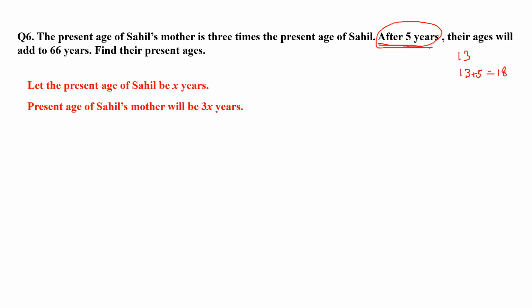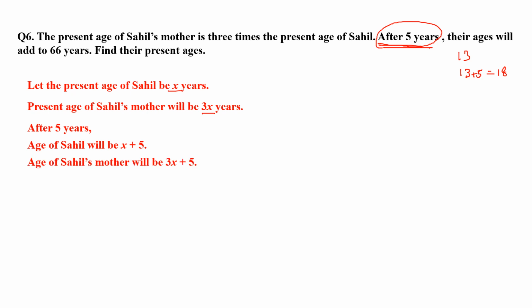So same way, after 5 years, what will be the age of Sahil? It will be x plus 5. And Sahil's mother's age will be 3x plus 5. You have to just add 5 in that, isn't it? So after 5 years, the age of Sahil will become x plus 5 years and mother's age will become 3x plus 5. Okay. In the present age, you have to add 5. Now, according to the question, it is given that the sum of the ages after 5 years, whatever their age was, their sum is 66.